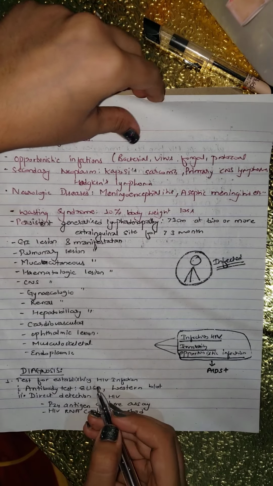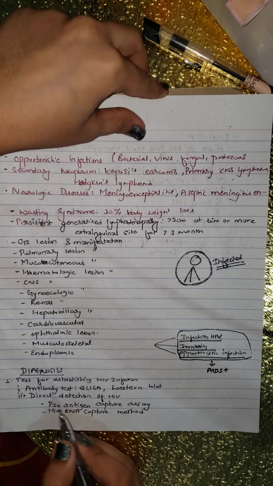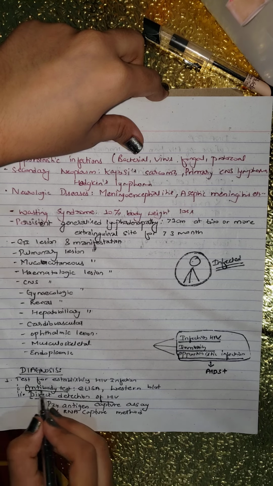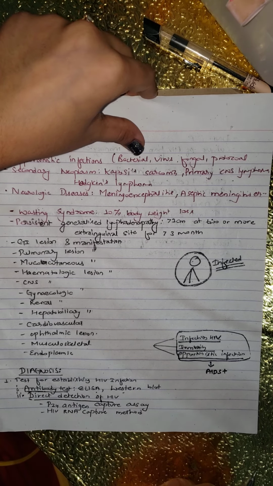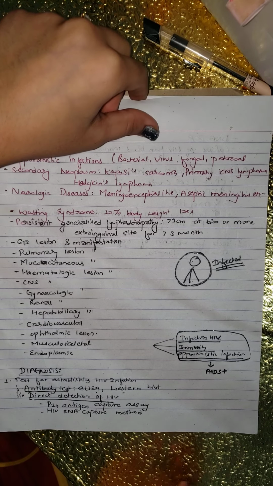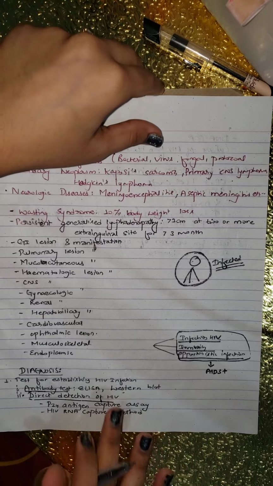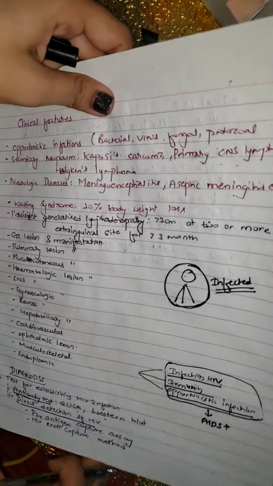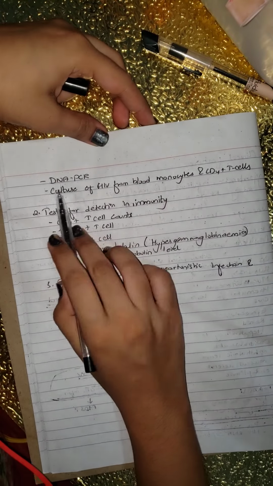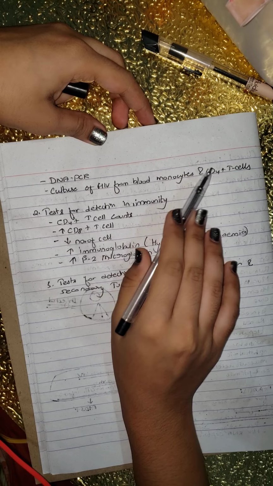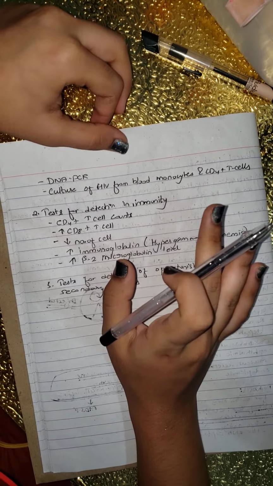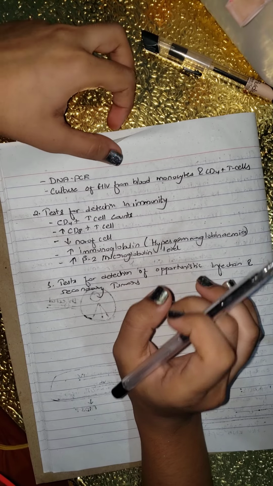First I said HIV infection. The tests for establishing HIV infection are, first of all, antibody tests and direct detection of HIV. Antibody tests are ELISA and Western blot test. Direct detection of HIV is by P24 antigen capture assay and HIV RNA capture method. So these things you should remember. Next is DNA PCR, culture of HIV from blood monocytes and CD4 plus T cells. These are the tests from which we can know if the patient is suffering from HIV or not.